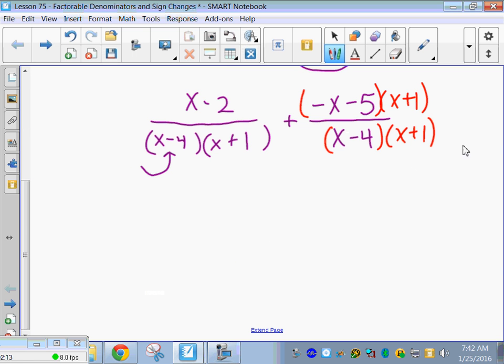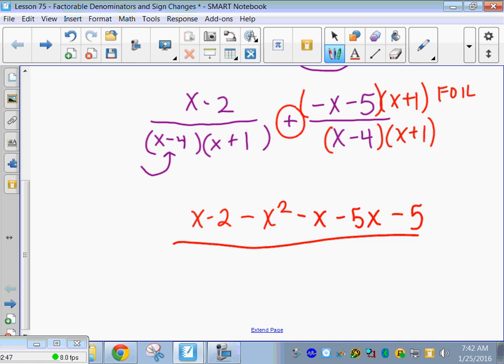Okay, so now we have to FOIL the top before we can combine like terms. So I've got x minus 2, and on this side, I'm going to go ahead and start FOILing here. Negative x times x. We are multiplying these, so that would be a negative x squared. This plus sign doesn't change the negative, so it's still a negative x squared, right? Now I've got my outside, that gives me negative x. Now I've got my inside, that's negative 5x, and my last gives me negative 5. Okay, all over our common denominator, which you just keep factored, right?